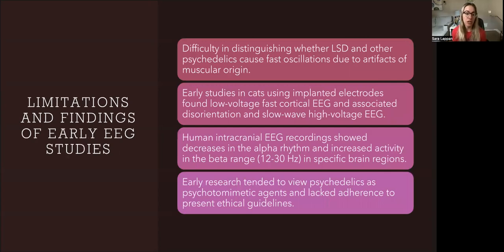Limitations in early EEG studies: there was difficulty distinguishing whether LSD and other psychedelics cause fast oscillations due to artifacts of muscular origin. So I'm just not sure if that was a component of this. Larger early studies in cats using implanted electrodes found low voltage, fast cortical EEG and associated disorientation from slow wave, high voltage EEG, so the EEG itself negatively affected the subjects. Human intracranial EEG recordings showed decreases in the alpha rhythm and increased activity in the beta range in specific brain regions.